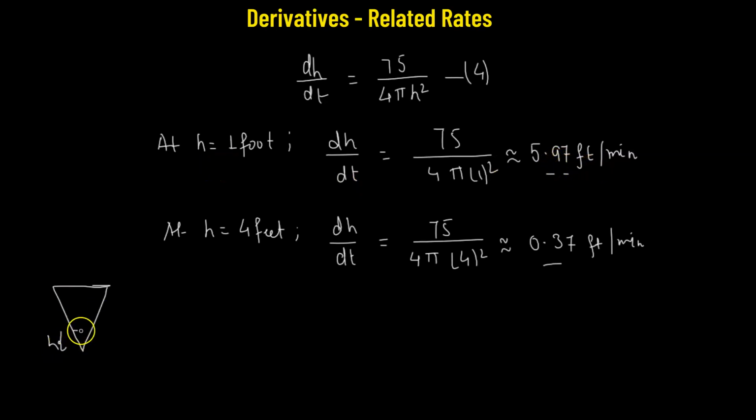At a height of 1 foot from the base of the tank, it will fill up at a much faster rate of 6 feet per minute because it's narrower near the base. And as the height increases, the radius of the cone increases. So the water level inside the tank is going to rise at a much slower rate. So this was all about rate of change.